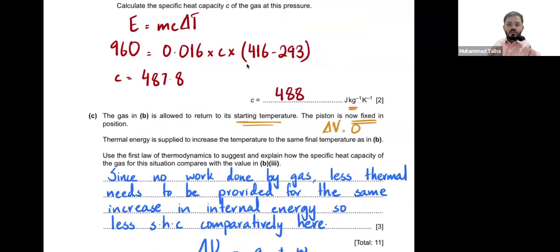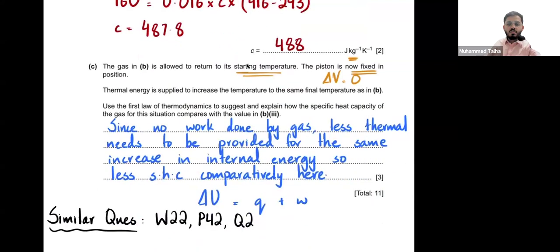Now the last part of this question is, in my opinion, a contender for one of the harder questions. But again, in my opinion, this did not win that award still. So this is harder, but not the hardest, in my opinion. You may disagree with this. The gas in B is now allowed to return to its starting temperature, right?